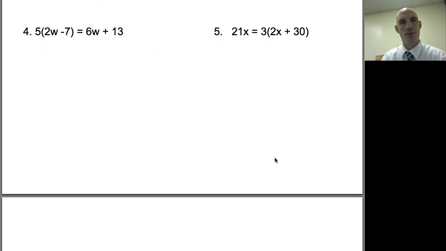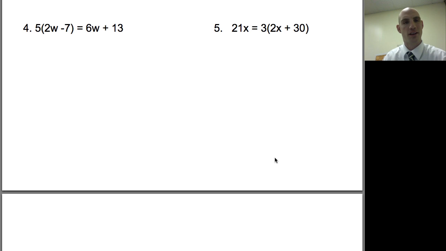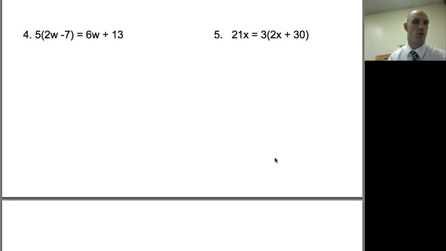Scrolling down here. These are not brand new. These are the kinds of things that we've done before, but I want to look at them a little bit more in depth. Notice I still have a variable on both sides. So I'm going to need to eliminate one. But I've got these pesky little parentheses here that are going to keep me from doing it straight away. So I'm going to use the distributive property. And of course I need to remember that's creating two products. So I have 5 times 2w minus 5 times 7, okay, equals 6w plus 13.